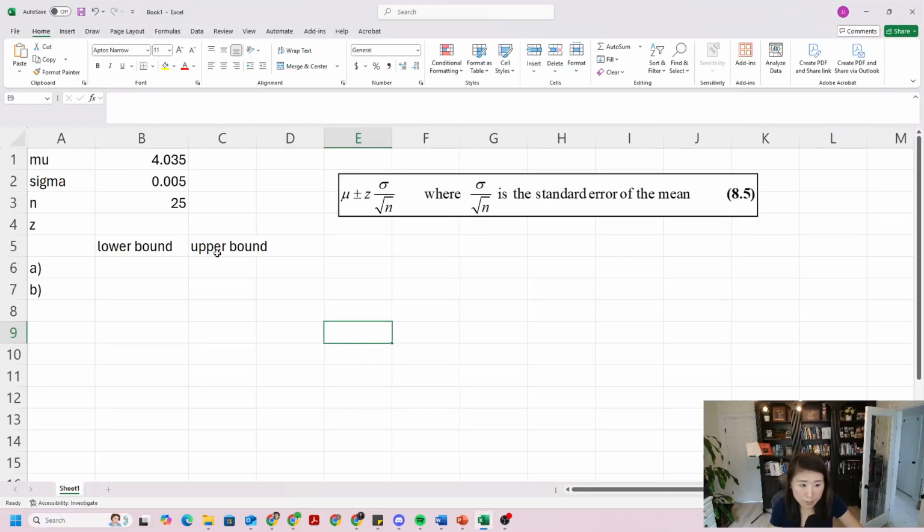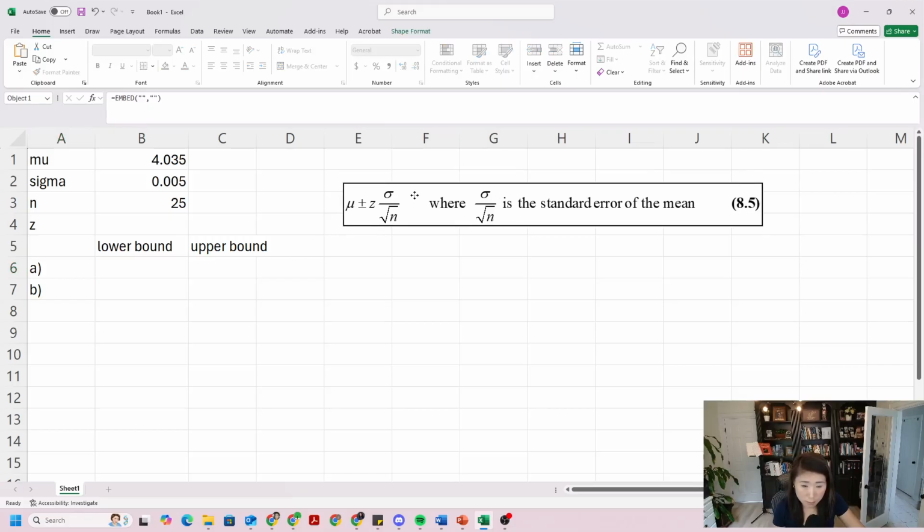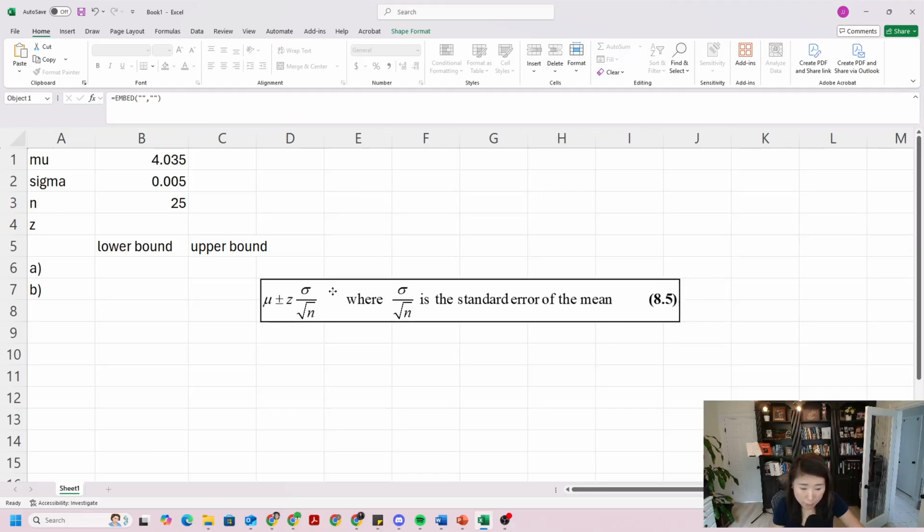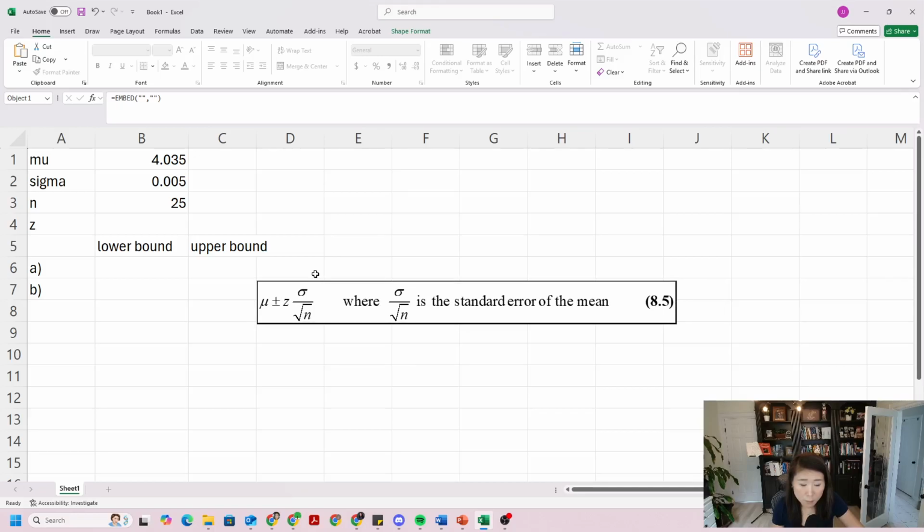When we are using Excel, as I already mentioned, A is focusing on that one bushing: randomly pick one, what is the 95% range? B is related to the sampling distribution. So in the lecture, we look at this formula: mu plus or minus z times sigma divided by the square root of n. That one will only apply to question B. For question A, it's literally just focusing on one individual bushing.